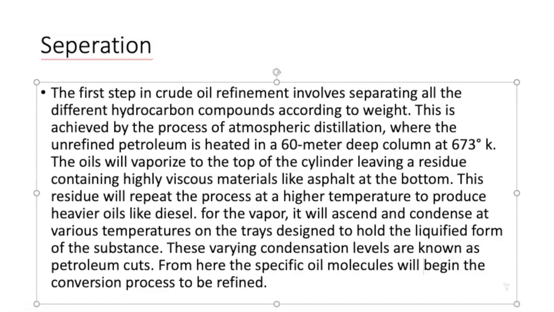This residue will repeat the process at a higher temperature to produce heavier oils like diesel. For the vapor, it will ascend and condense at various temperatures on trays designed to hold the liquefied form of the substance. These varying condensation levels are known as petroleum cuts. From here, the specific oil molecules will begin the conversion process to be refined.